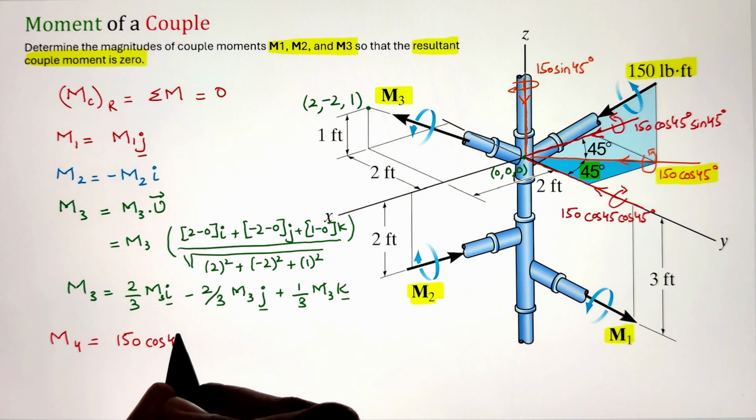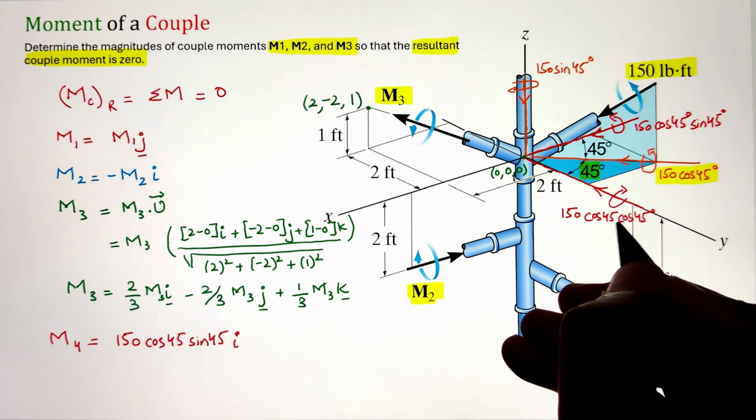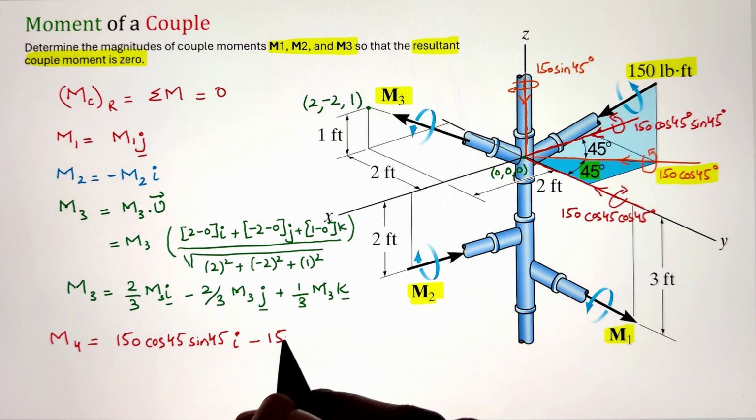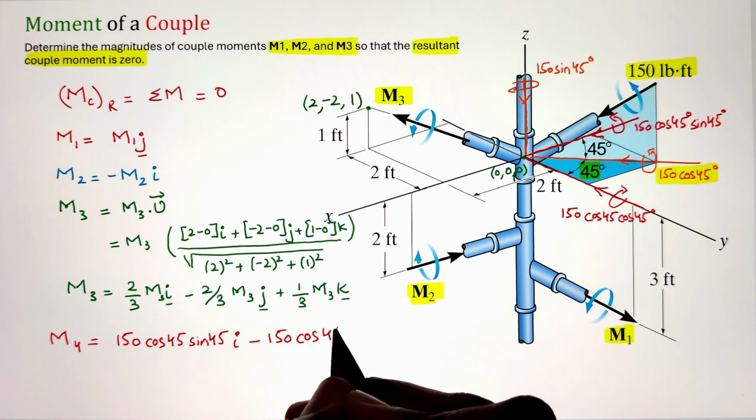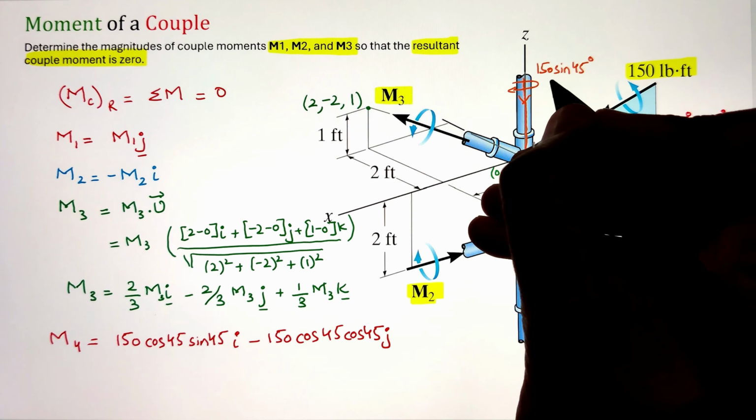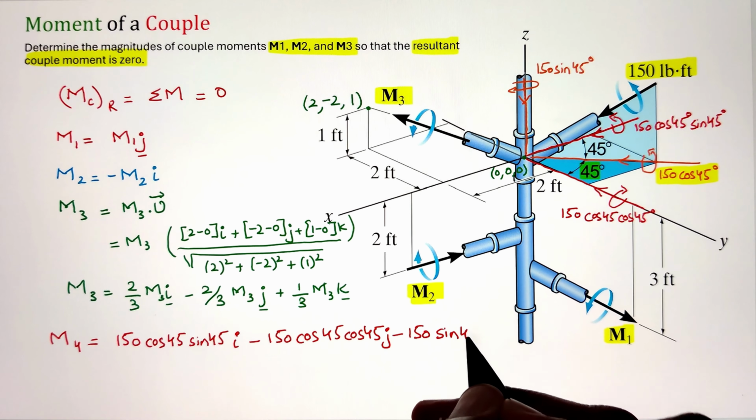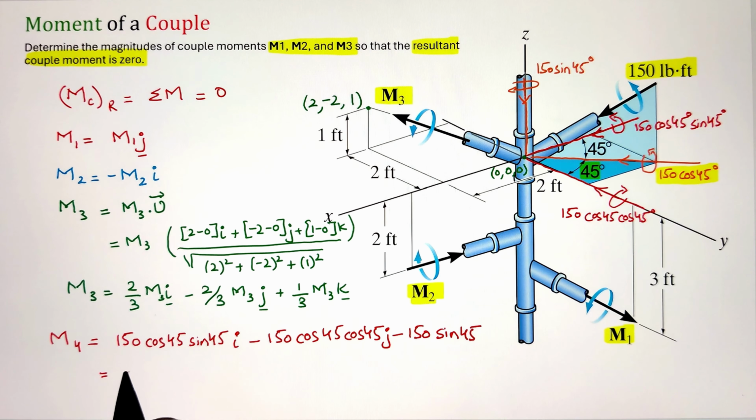Now, once we have all three components, let's write our M4, that is 150 cos 45 sine 45 i, since it is acting towards the positive x direction and it is in the counterclockwise direction, whereas the y component is negative 150 cos 45 cos 45, as it is pointed towards the negative y-axis and it's in the clockwise direction. And finally, I have the z component that is also acting in the clockwise direction. That's why I have negative 150 sine 45 k. Simplifying, we get our M4 value as 75i minus 75j minus 106k. The units for this moment are pound-feet.